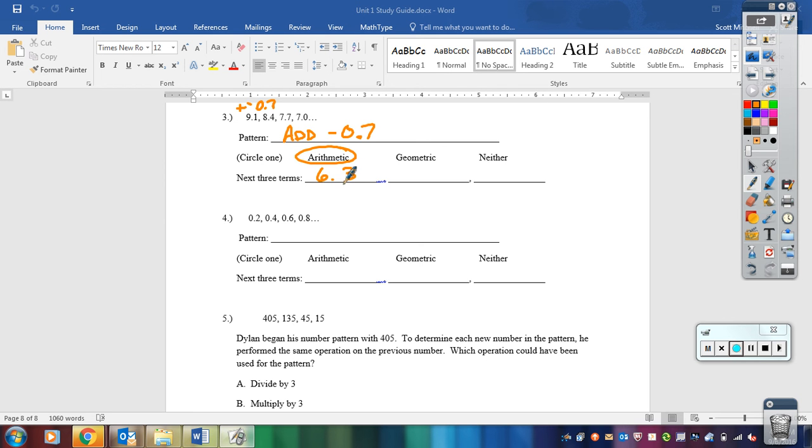Let's find the next three terms. Next would be 6.3. After that, subtract 7/10, it would be 5.6. After that, subtract 7/10, it would be 4.9.